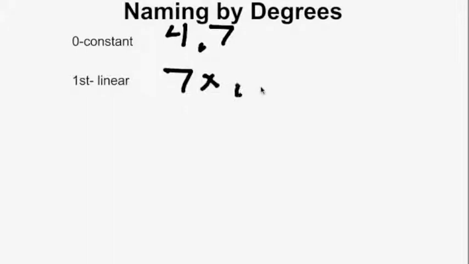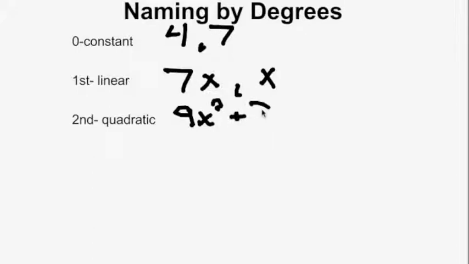Naming polynomials by degrees, you have your constant function, which is not raised to any degree, so it's just a number, so 4 or 7. You have first degree, which is called linear polynomials. So you have 7x, just plain x. If it's raised to the second degree, it's called a quadratic polynomial. So you can have 9x squared. And remember that the number of terms does not matter for degrees, so you can have 9x squared plus 3x plus 9, and that's still second degree.